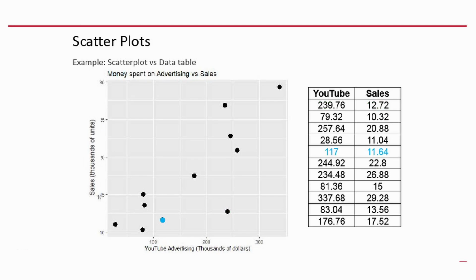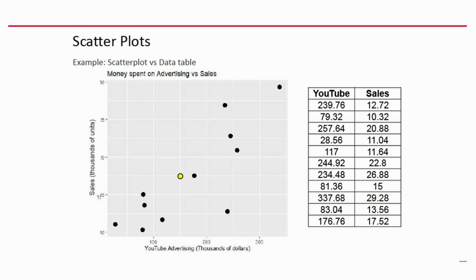This blue dot corresponds to row 1, 2, 3, 4, 5. So that corresponds to when YouTube spending was $117,000 and the sales was 11,640 units. And then last but not least, the red dot way in the upper right corresponds to one of the lower rows, where the amount spent on YouTube advertising was $337,000 and the corresponding sales was 29,000 units.